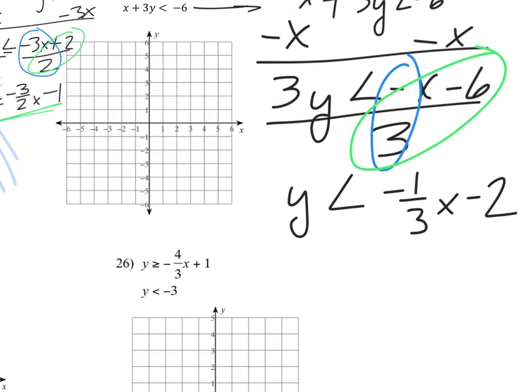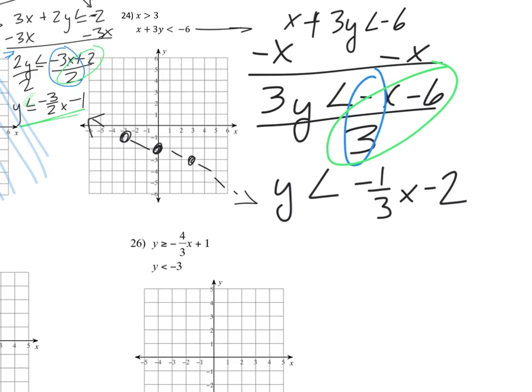So now I'm going to graph my negative 2. My slope is down 1 over 3. I'm going to connect it with a dotted line. And I'm going to go ahead and shade it. Y is smaller than negative 1/3 x minus 2. So smaller numbers are down here.